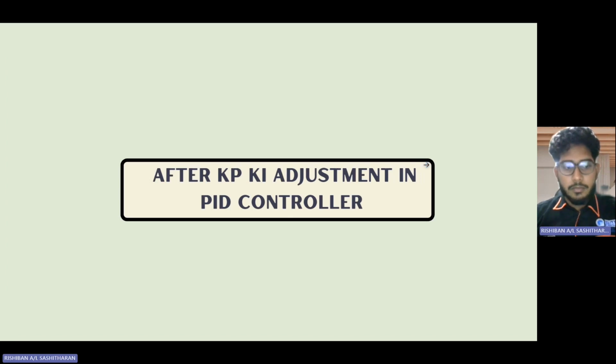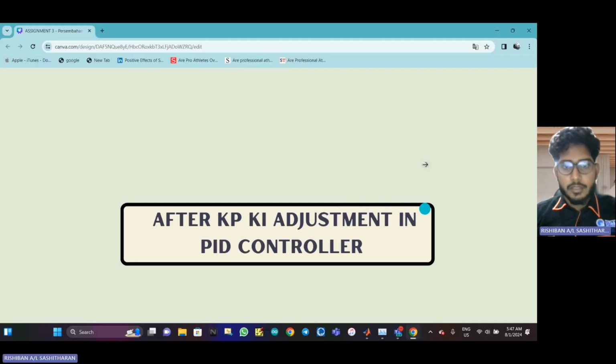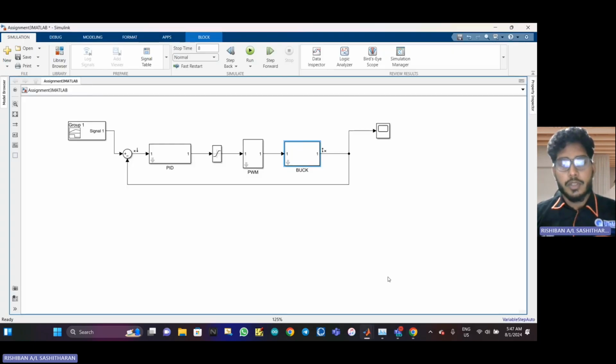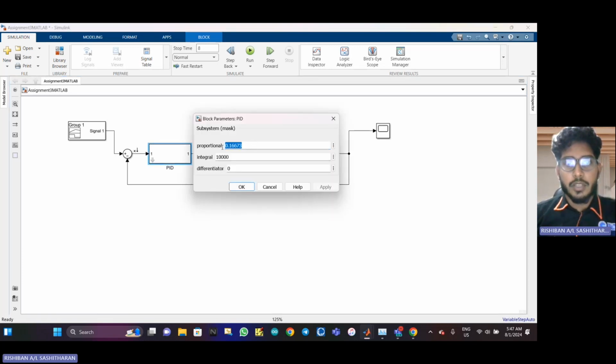So after, I will skip the simulation because it takes so much time. I already took a screenshot and put it in the slide, so it'll be very easy for you. Next, after we change the values here also for the new Kp, Ki values as well.